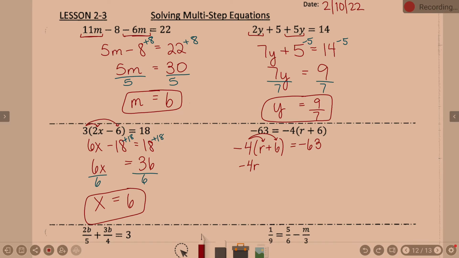Alright, then. Distribute. Distribute to what? The 6. What is negative 4 times 6? Negative 24. Now, notice, I put minus 24. You have two options. You could write it as plus negative 24 if you want. But once I know a negative times a positive is a negative, I like to just write it as minus. I think it's a little easier. And it equals negative 63.